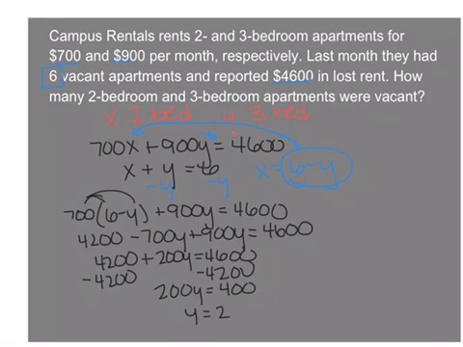So right now I know that I have 2 3-bedrooms. Now I'm going to take that and plug it back into one of the original equations. So I had x plus y equals 6 in the beginning. So I know that y is 2. So x plus 2 has to equal 6. So I know that x is going to equal 4, which means I'm going to have 4 2-bedrooms then.